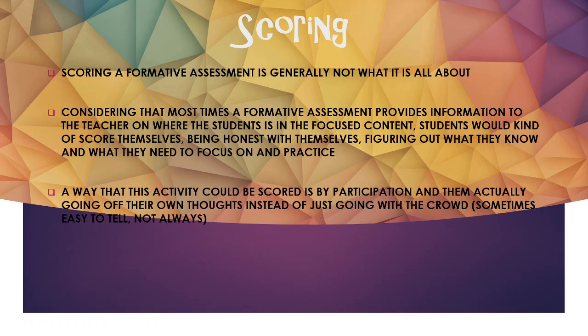Students could score themselves based on what they know, just being honest with themselves and figuring out what they know and what they need to focus on. I feel like a big way to score them would be their participation and how hard they tried going on their own thoughts versus just following the crowd. So, what they really know. I think participation is really the only way I could grade in the four corners.